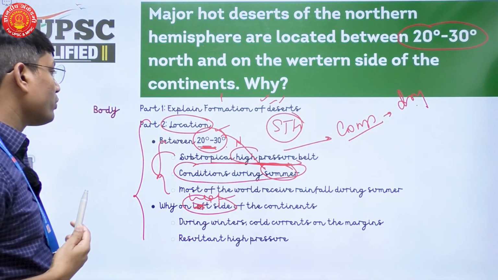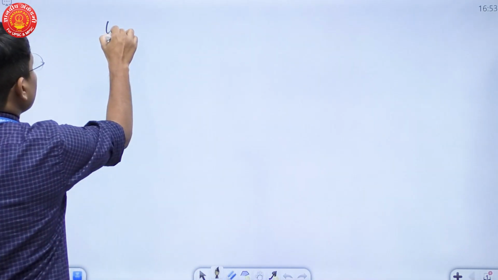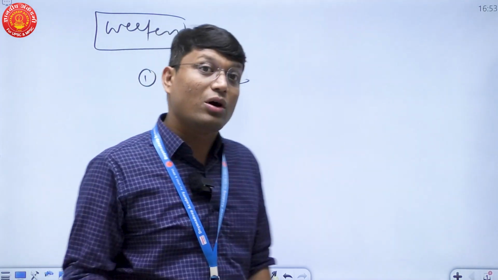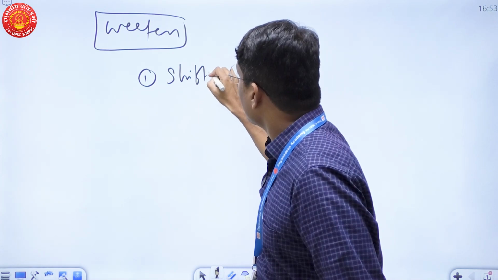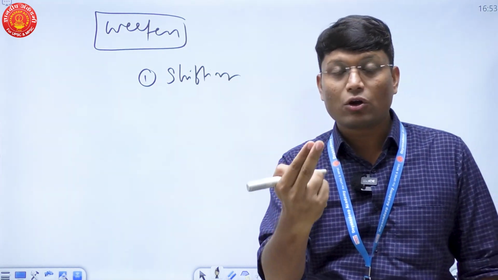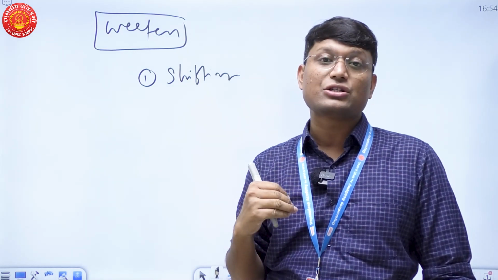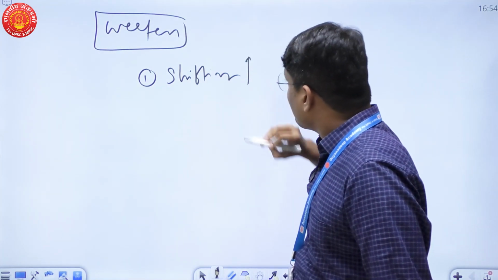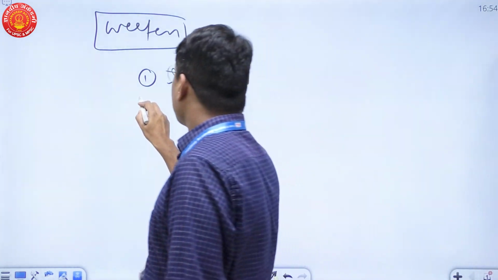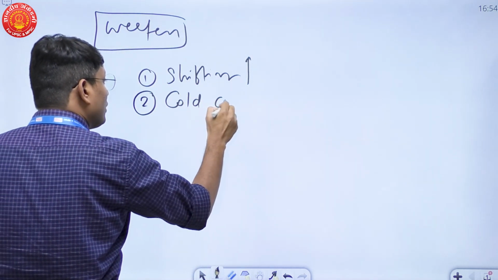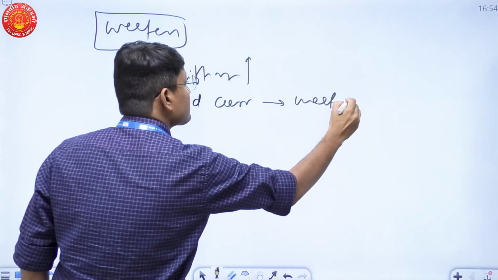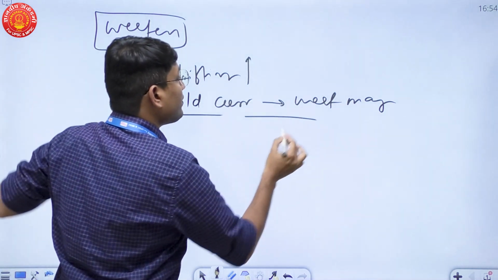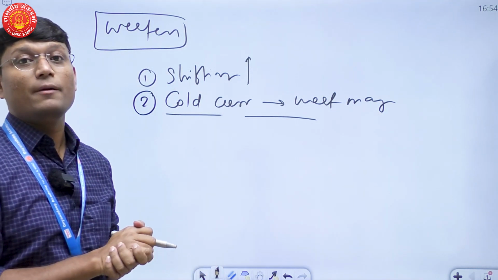Now there is the second part of the question: why these are located on the western margins. Okay, for the western margin, first you will have to write shifting of pressure belt. You will say during winters there is shifting of pressure belts from this subtropical high region, the 20 to 30 degree part. Fine, but even if there is shifting of pressure belt, you will write next that there are cold currents on the western margins, right? Understand the flow, right? Don't directly write that there are cold currents on the western parts of the continent.